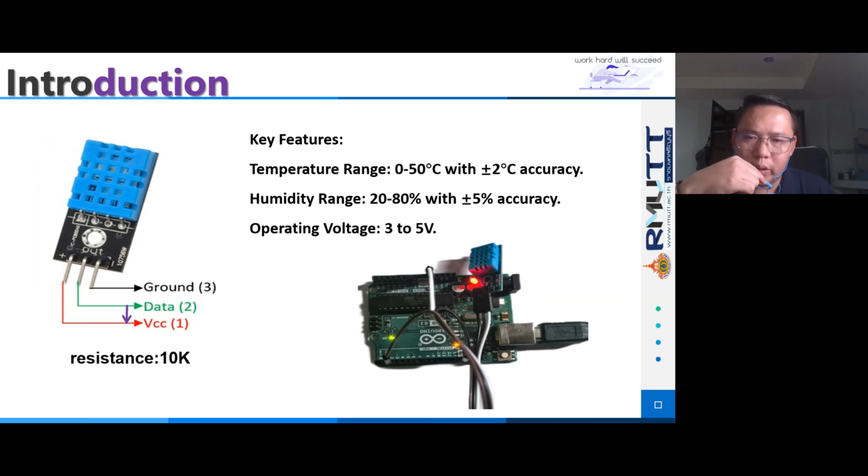Next, the DHT has three pins. One is ground, one is VCC, and one is data. The VCC is the power pin. There is a 10K resistor from the data pin to the power pin of the sensor.